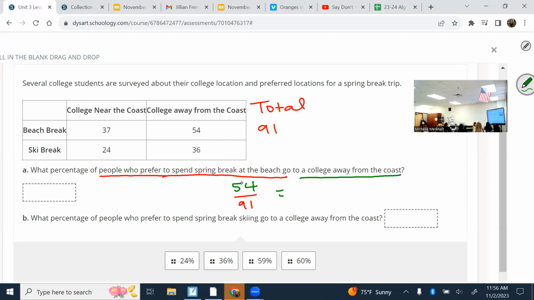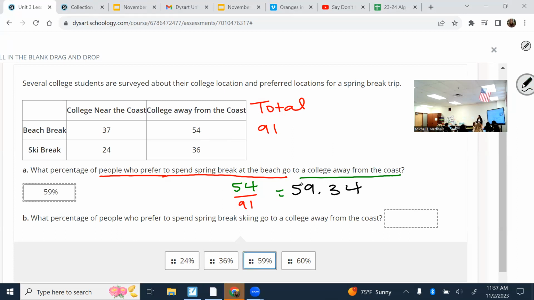The hard part is knowing what to divide. So anytime it says out of these people or among this group of people, that's what you divide by. And then it's 54 divided by 91. I get a decimal. If I want the percent, which it looks like my answers are in percents, I'm gonna times it by 100. And I get about 59%, which is an answer option. And it's closer to the 59 than the 60, because it's 59.34.